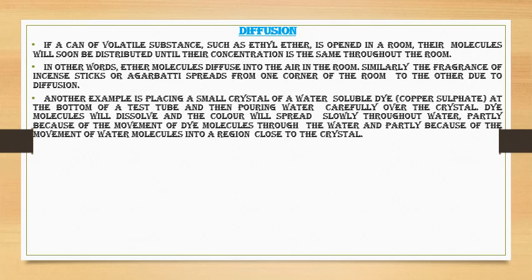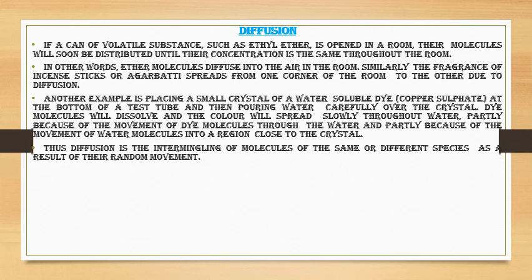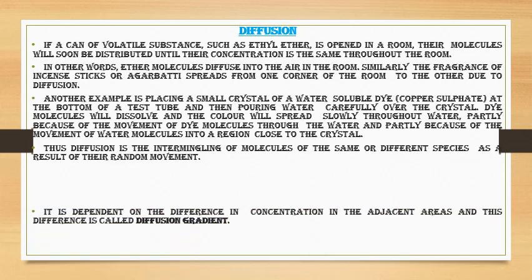Another example is placing a small crystal of a water-soluble dye, copper sulfate, at the bottom of a test tube and then pouring water carefully over the crystal. Dye molecules will dissolve and the color will spread slowly throughout the water, partly because of the movement of dye molecules through the water and partly because of the movement of water molecules in the region close to the crystal. Diffusion is the intermingling of molecules of the same or different species as a result of their random movement.